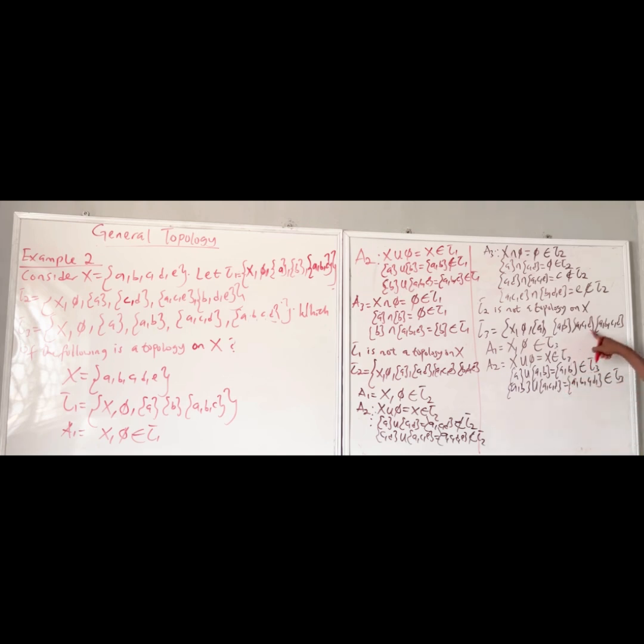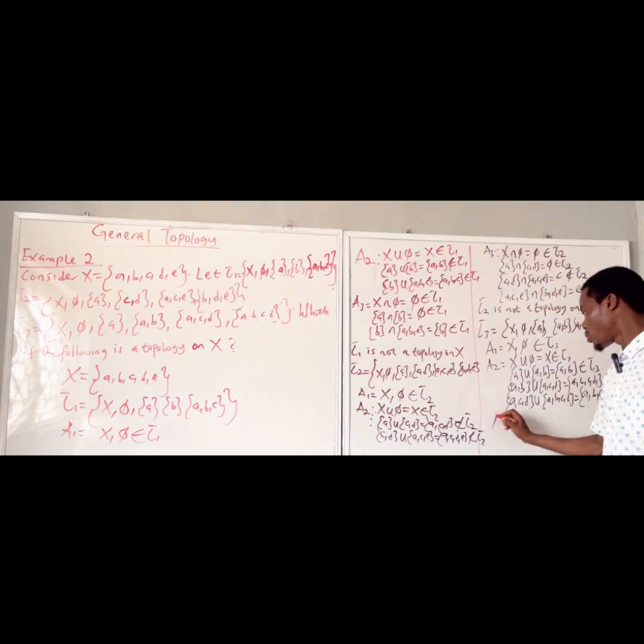A, B, C, D is a member of Tau 3. So we now consider ACD and ABCD. ACD union ABCD. If you find the union of these, the elements present, everything, we are going to have A, B, C, and D as well. Can we find A, B, C, and D? Yes, we can find it in Tau 3. Then our last axiom is to find the finite intersection.